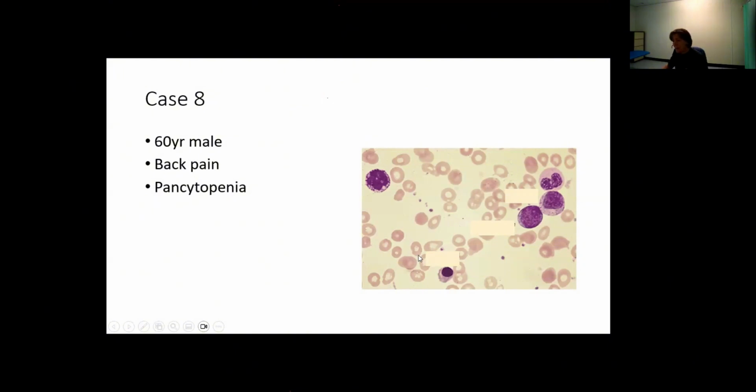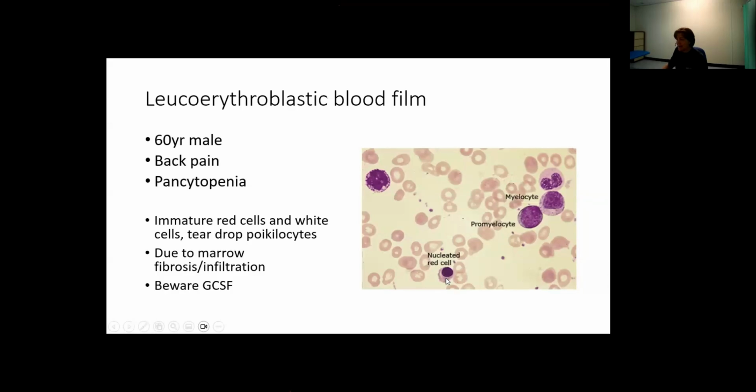And so the combination of immature white cells, immature red cells, and plus or minus the teardrop red cells is what we would describe as being a leukoerythroblastic film. So you've got leucoblasts and you've got erythroblasts: young, immature white cells, young, immature red cells, all in the peripheral blood at the same time. And you shouldn't have that.